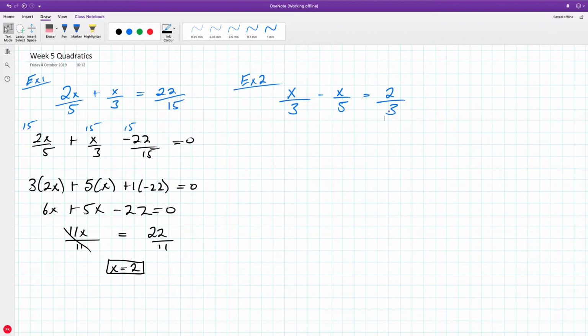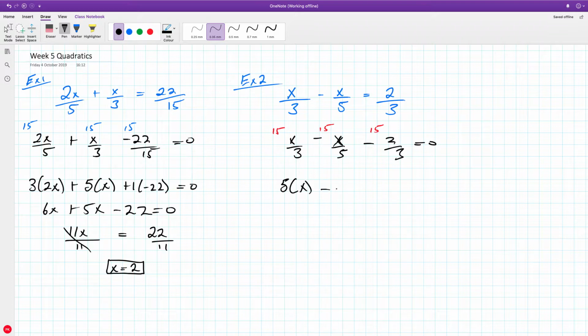Alright. Let's have a little look at it then. So, that's x over 3 minus x over 5 minus 2/3 equals 0. Multiply across by 15. 3 into 15 goes 5 times x. Minus 5 into 15 goes minus 3 times x. Minus 3 into 15 goes minus 5 times 2 is equal to 0.